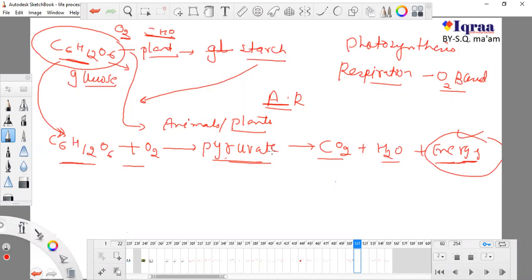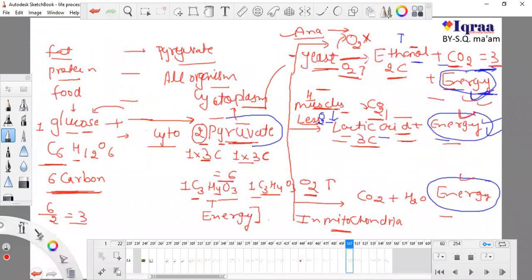Pyruvate is produced in each and every type of organism. Pyruvate is produced by every organism. And this is the most common method of respiration in plants and animals. I think you have no confusion with this, or if you have any confusion you can ask me. I think there is no confusion. Ask me if you have any confusion or any type of doubt.